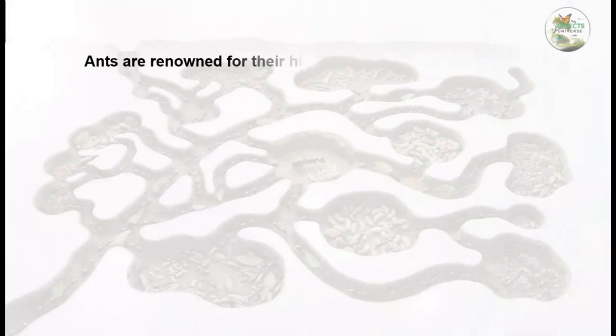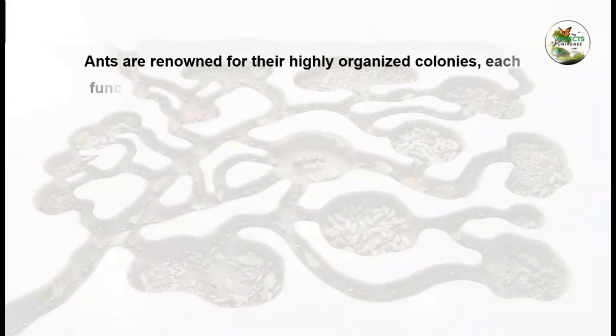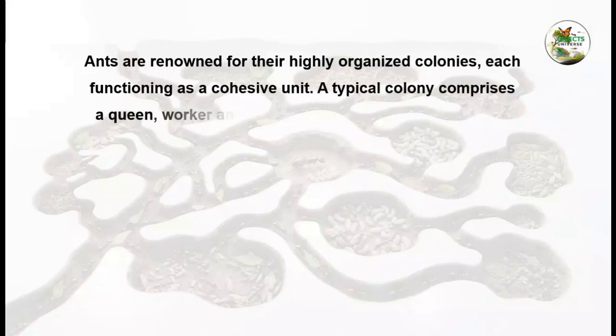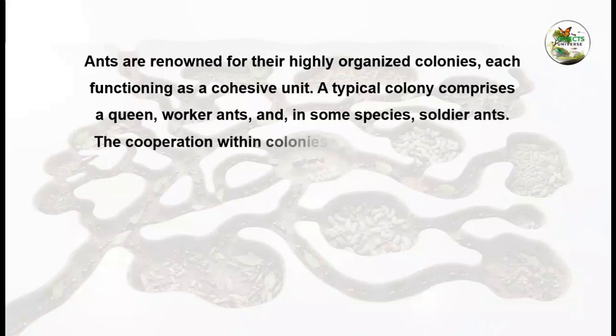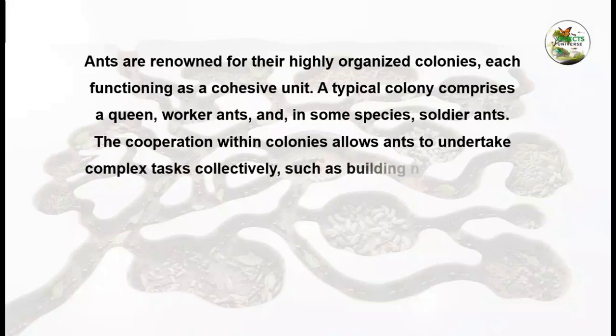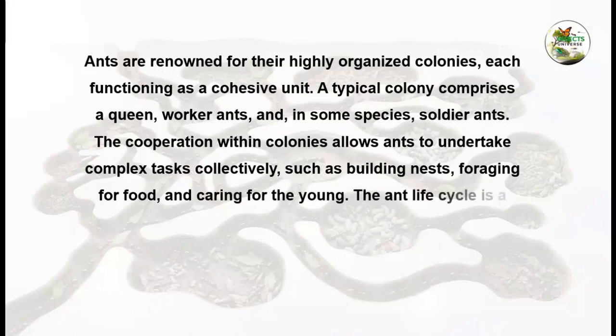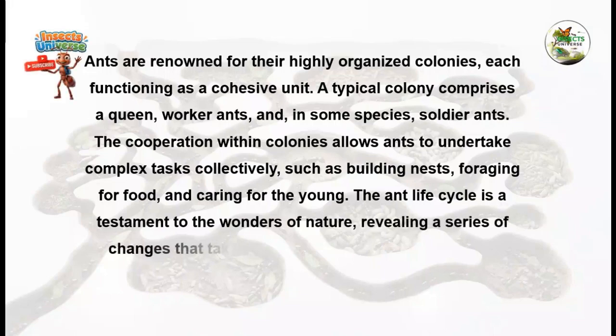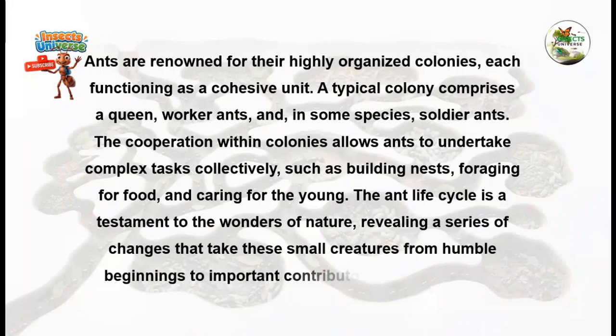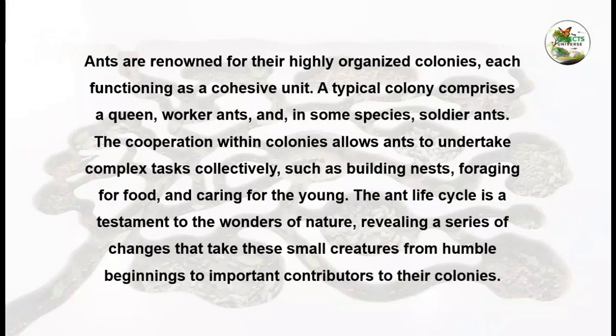Ants are renowned for their highly organized colonies, each functioning as a cohesive unit. A typical colony comprises a queen, worker ants, and, in some species, soldier ants. The cooperation within colonies allows ants to undertake complex tasks collectively, such as building nests, foraging for food, and caring for the young. The ant life cycle is a testament to the wonders of nature, revealing a series of changes that take these small creatures from humble beginnings to important contributors to their colonies.